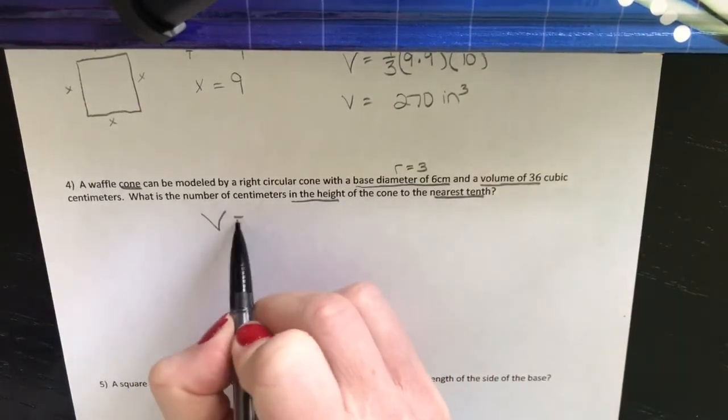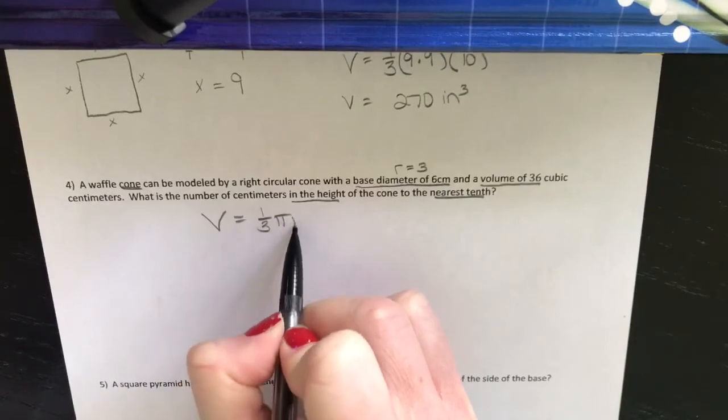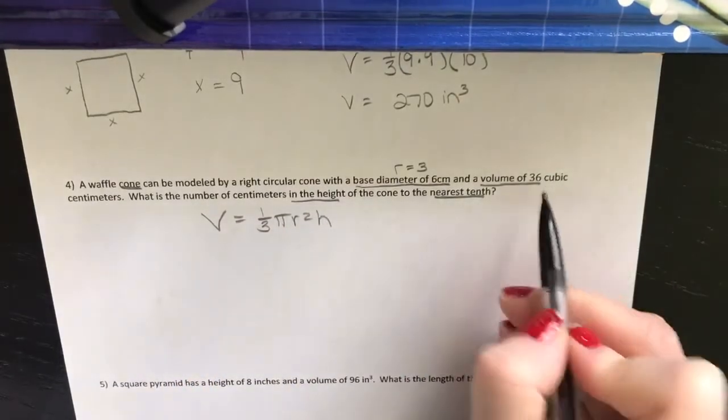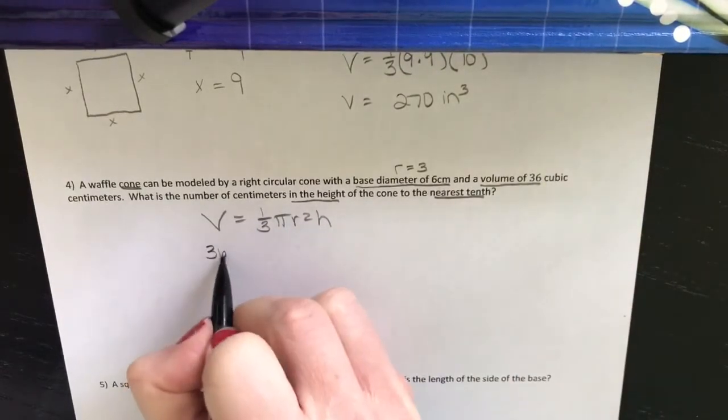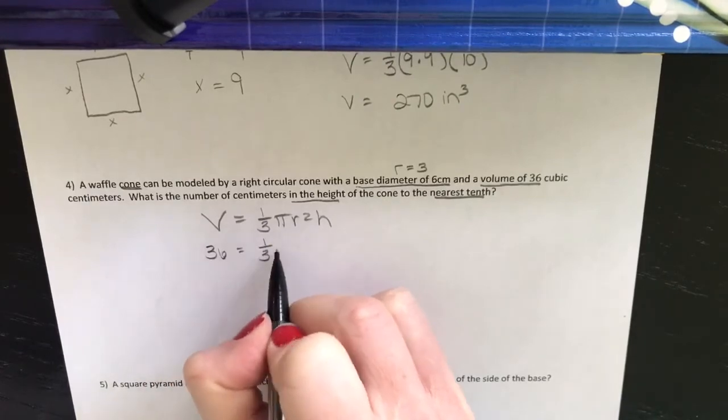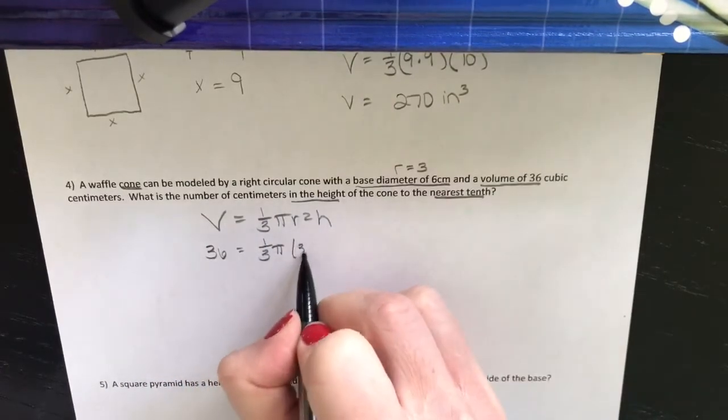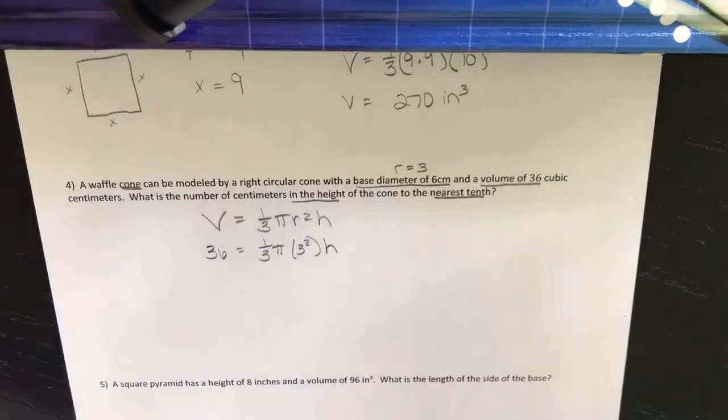Okay, cone formula is this. 1/3 pi r squared h. We're going to fill in everything we know. Volume is 36. 1/3 pi. Radius is 3. So we just do not know the height.